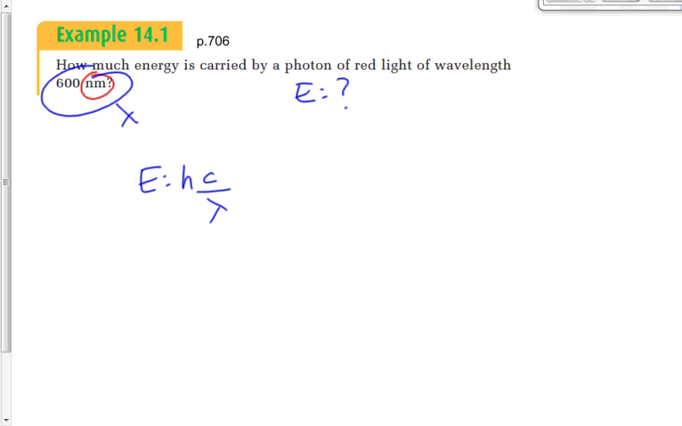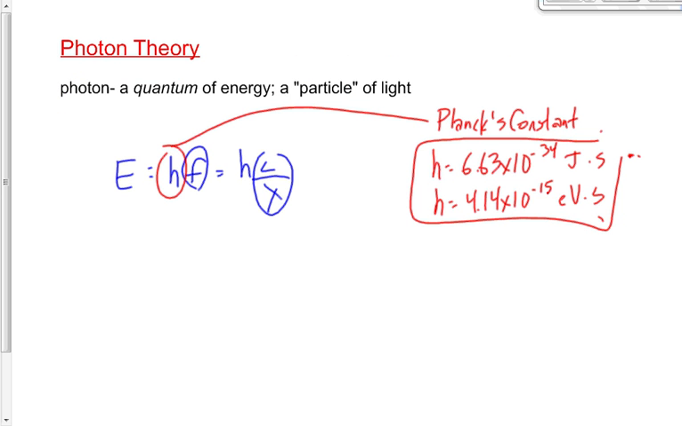What value for h do you want to use here for Planck's constant? We get two values, and we're allowed to use either one. Which one do you want to use? Joules? Okay, sure. That's probably the one I'd go with too. There are a couple situations where you've got to use that one. This is not one of them. You can use whichever one you want here.